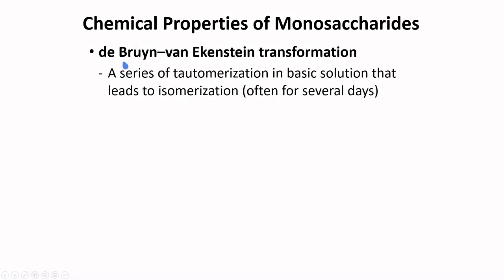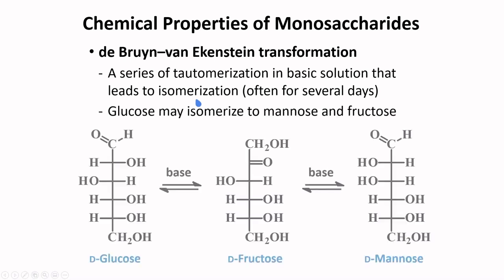The carbonyl group and the multiple hydroxy groups present in monosaccharides contribute to its chemical properties. One such property is the de Bruijn-van Ekenstein transformation. It is a series of tautomerizations in basic solution that leads to isomerization, often over several days. Glucose may isomerize in this basic solution to mannose and fructose.